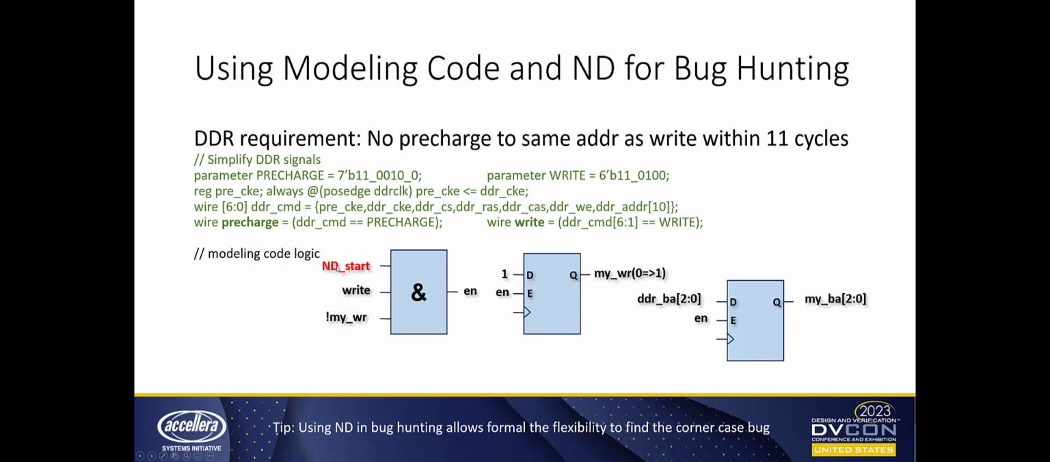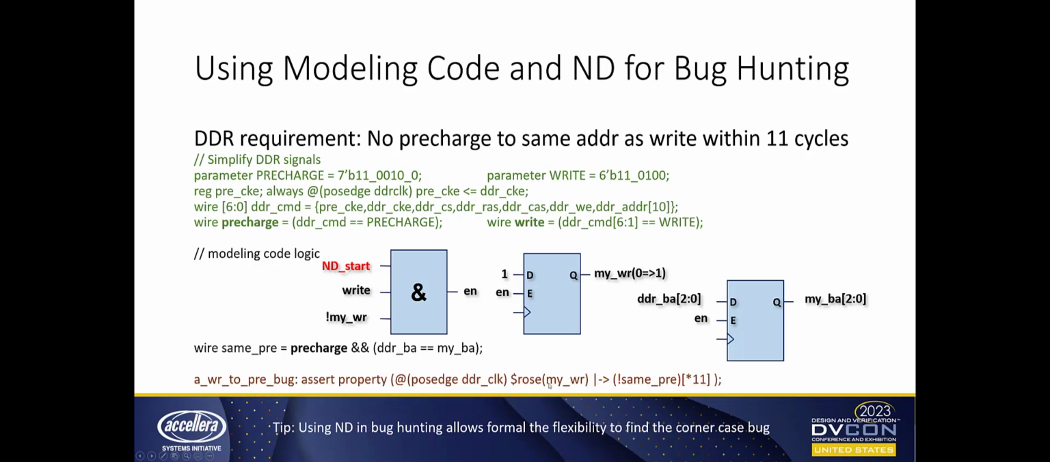But at some point, formal says, this is the write that is going to cause the problem. So it sets this ND bit, and I capture this, set this to 1, and then I capture the bank address. And then in my property, I can say my same pre-signal here is a precharge to the same address that I was using with the write. Now my property is very simple. It says when my write happens, I should not have a precharge to the same address within 11 cycles.